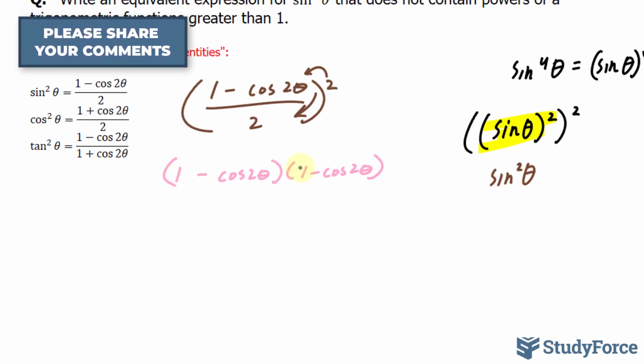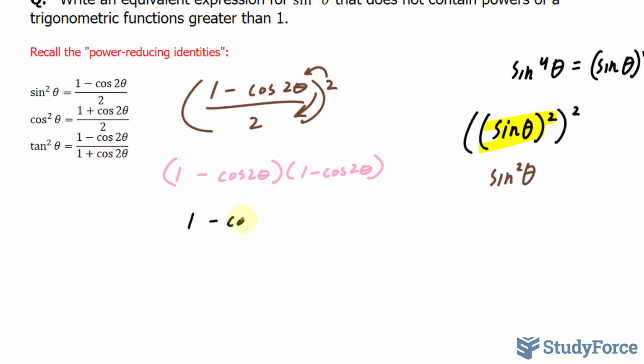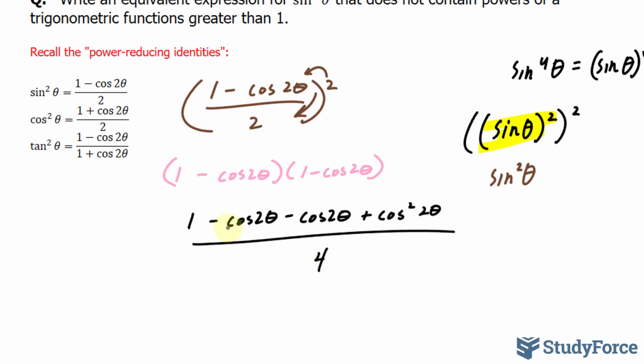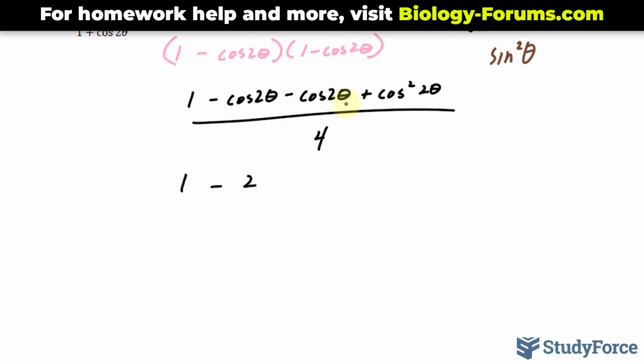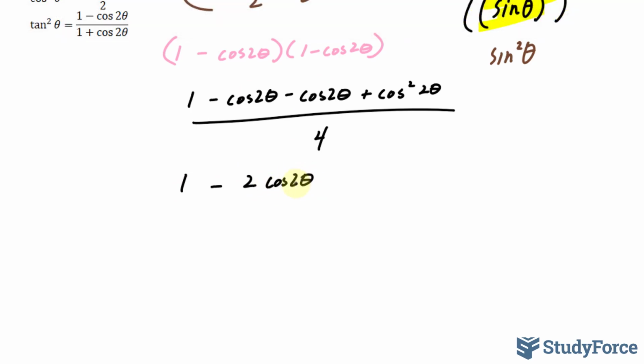We have 1 times 1 is 1, 1 times negative cosine 2 theta, and negative cosine 2 theta times 1 is the same thing repeated. This times this is equal to positive cosine squared 2 theta, and remember our denominator was 4. The two middle terms can be combined, so let's go ahead and do that. We have 1 minus 2 of these cosine 2 thetas plus cosine squared 2 theta, and I'll give this 4 to each of these terms. 2 over 4 is half, and this part is 1 over 4.